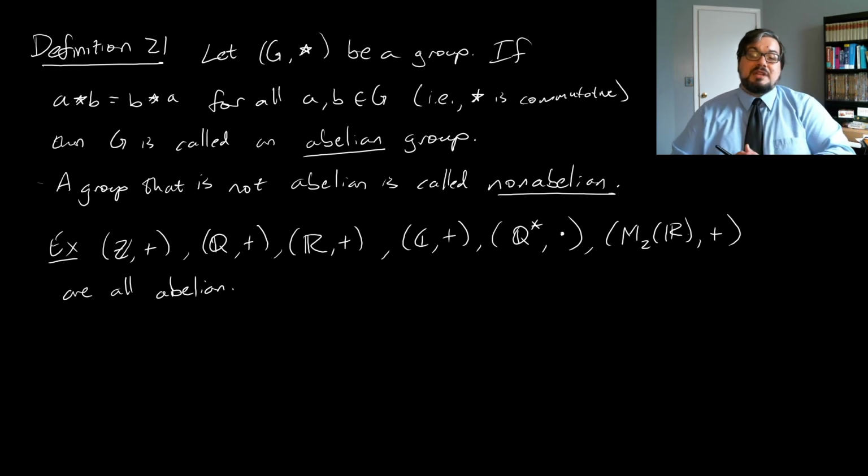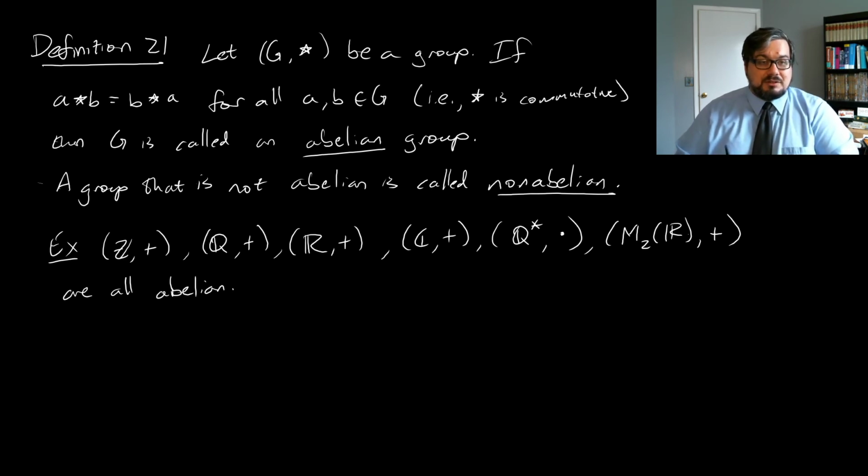All of these groups have the property that the order you do the operation in doesn't matter for the result, that A plus B equals B plus A, or A times B equals B times A. However, that's not going to be true for all groups. The best example to keep in mind for that is one to do with matrices again.